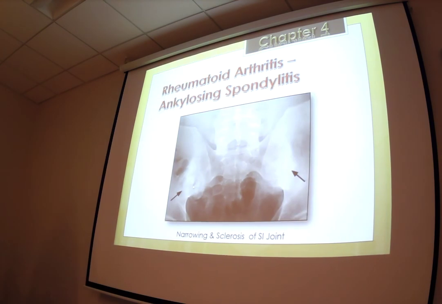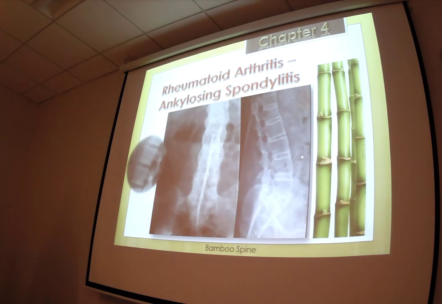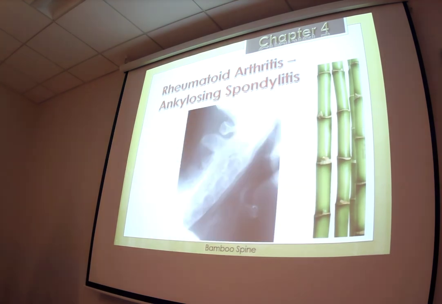So here you can see that narrowing and some sclerosis of the SI joints in an AP image. Here's that bamboo spine I was mentioning. So here in this little off-center picture is a normal spine. Now you can see how everything is kind of fused together. And side by side, it looks like shoots of bamboo. And here it is in the neck. You can see how it's all fused together.